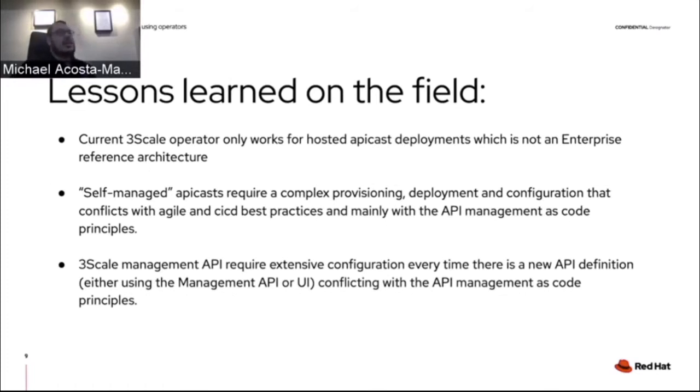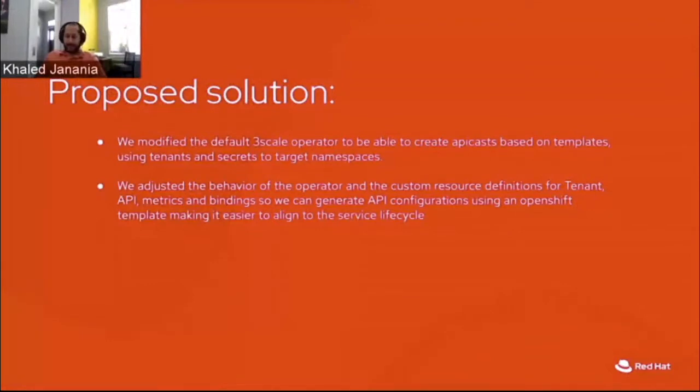So we decided to tackle how we can improve this through the operator. Basically, the idea was how could we take the operator and modify it so it would do that reference architecture that Michael had up, with the API manager and the self-hosted or on-premise APIcast gateways. The idea was to both change the custom resource definition and modify the operator to allow that. That's pretty much the gist of the proposed solution. We also made some adjustments to the other custom resource definitions for creating an API, metrics, mapping rules and plans. The biggest changes were basically in the API.